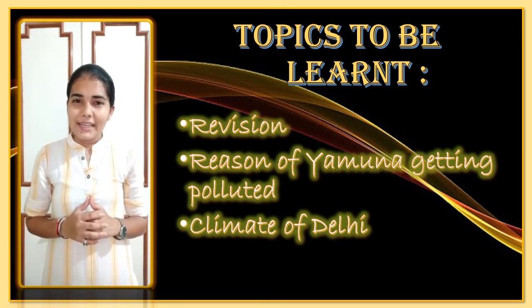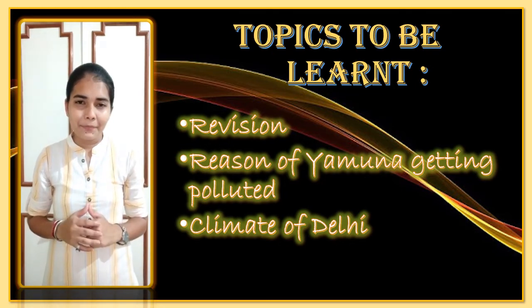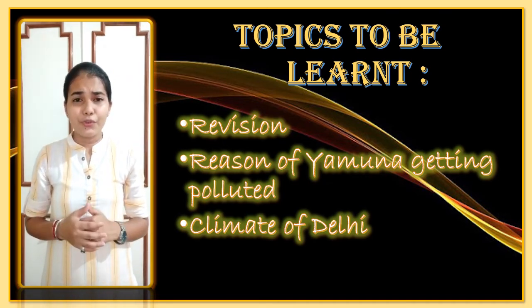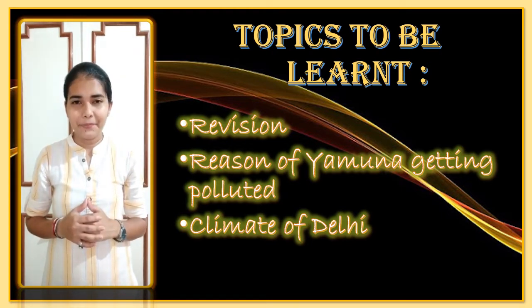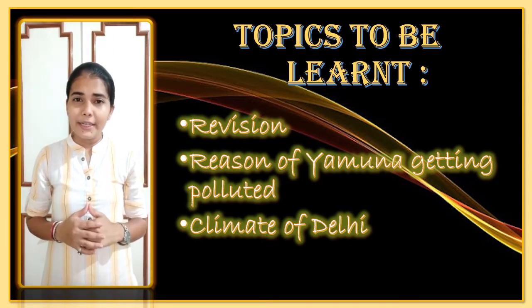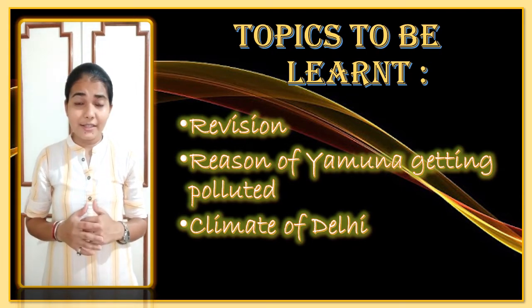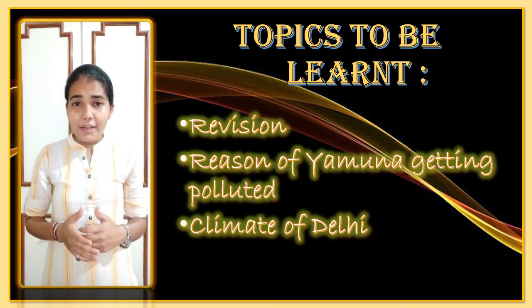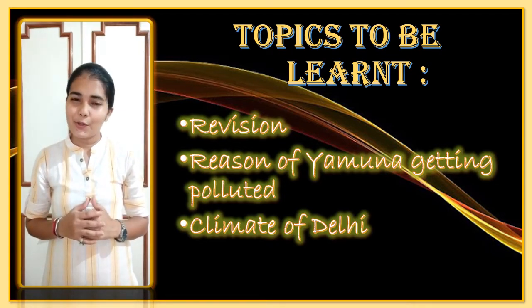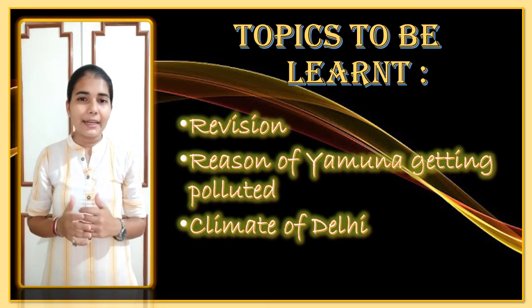In the previous class, we discussed the facts related to Delhi. In that, I told you how and why Delhi was chosen as India's capital. Then we discussed the location of Delhi. If you remember, I told you that in the next class we are going to discuss the reasons which are affecting Yamuna's water and why Yamuna is getting polluted. So, in today's class, we are going to discuss Yamuna getting polluted and the climate of Delhi.